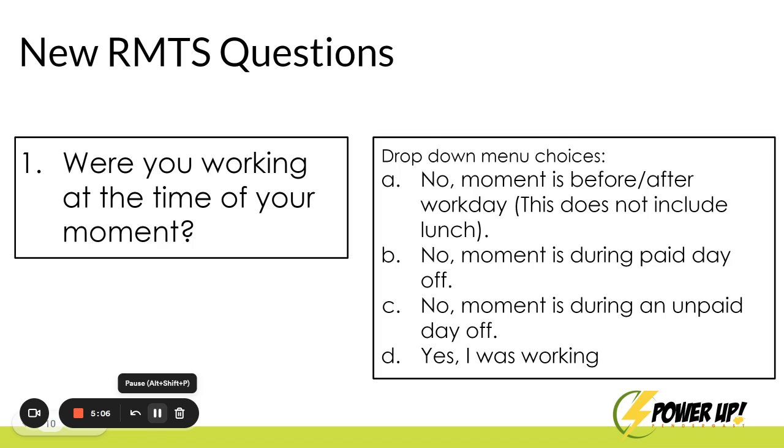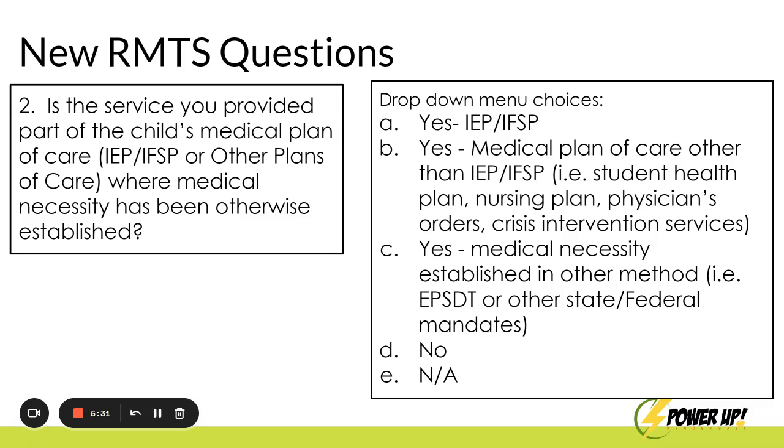All right, so now we are going to go over those questions that we were mentioning before. The first question is a multiple choice: where were you working at the time of your moment? You get to select from the following multiple choice. Just select whatever does apply to you at that moment. Second question: is the service you provided part of the child's medical plan of care, either an IEP, IFSP, or other plans of care, where medical necessity has been otherwise established? Again, you have that multiple choice to select from. Select whatever does apply to you in your answer, okay?